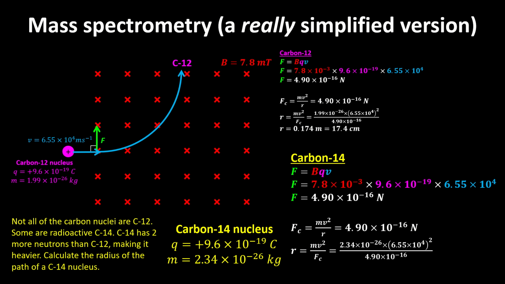But when we calculate the radius, the difference is in the mass. Because we've got a larger mass and the same speed and the same force, we're going to get a larger radius. So the carbon-14 nucleus will have a radius of 0.205 meters, or 20.5 centimeters, which means that it will move in a curve with a larger radius. So carbon-12 and carbon-14 will end up at different places. And if you have detectors there, you can measure how much carbon-12 there is and how much carbon-14 there is coming through, and you can get your ratio of carbon-12 to carbon-14, and from that you can figure out how long ago the thing died.